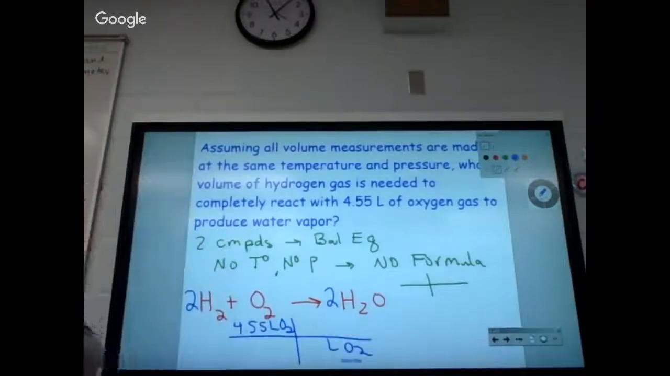Where do liters of oxygen have to go? At the bottom, so it'll cancel. That's not what I meant to ask you. I already did that one. All right, so what am I trying to get to?